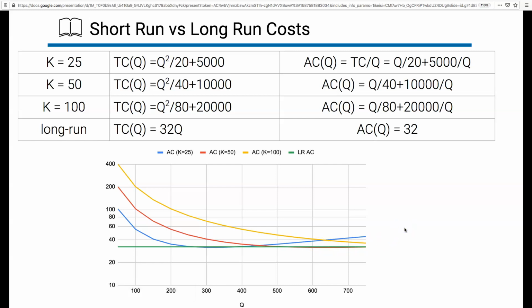Okay, this is pretty much everything that I wanted to talk about with respect to the firm's costs in the long run. In the next video, I'm going to talk about the firm's decisions in the long run, and thus we can wrap up the story of the competitive industry in the long run.